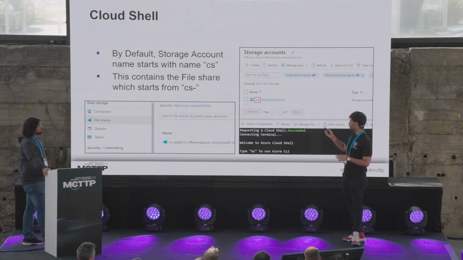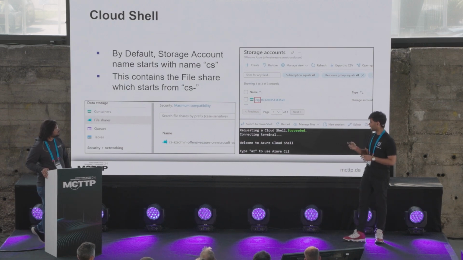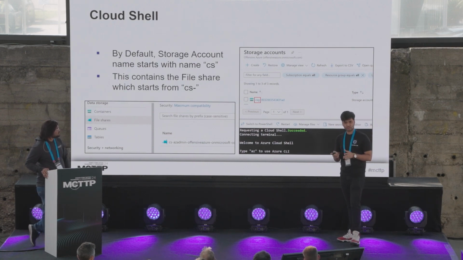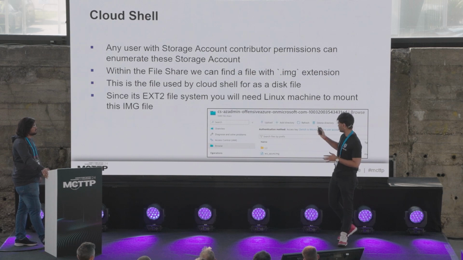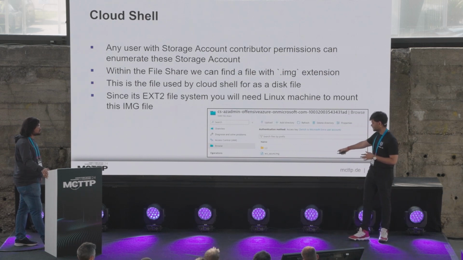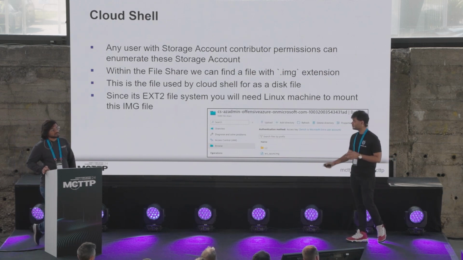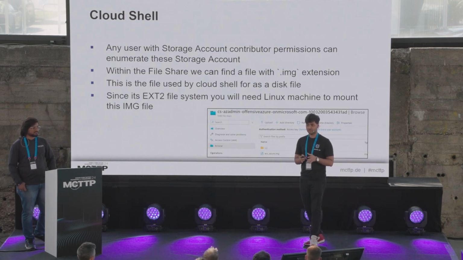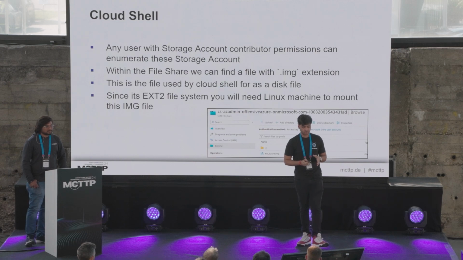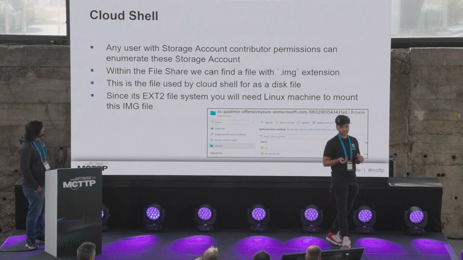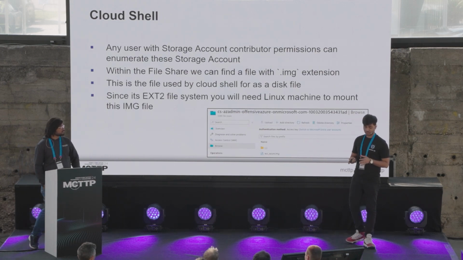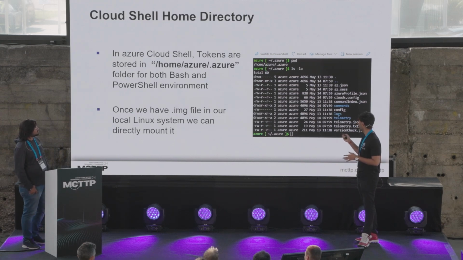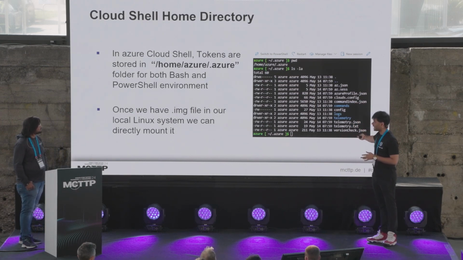So we went to that storage account and we downloaded the file share of that specific storage account, which is this one. It ends with .img. Since this is an ext2 file system, it only allows Linux-based systems to mount this file. So we downloaded this 5 GB file, mounted it to our local system, and we found these applications.